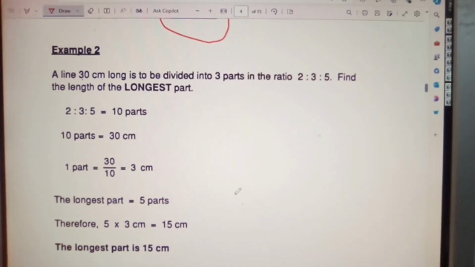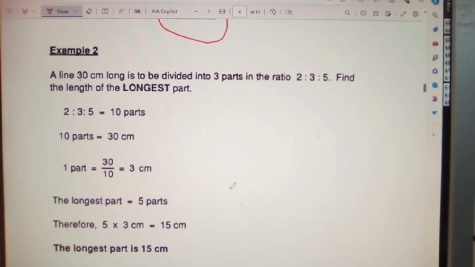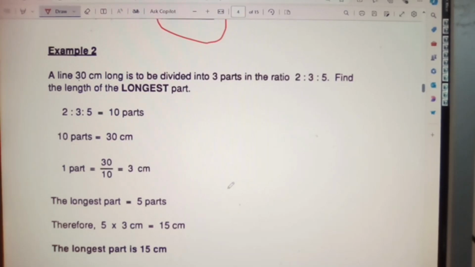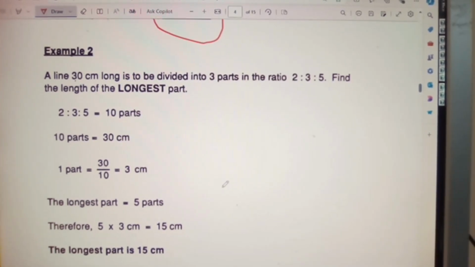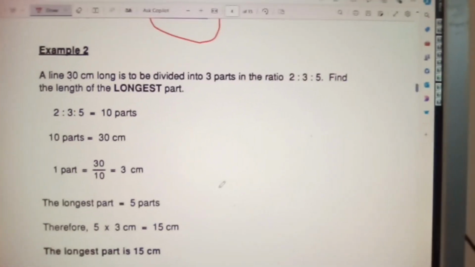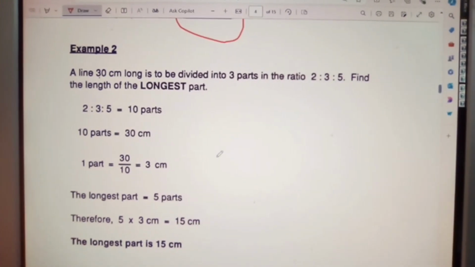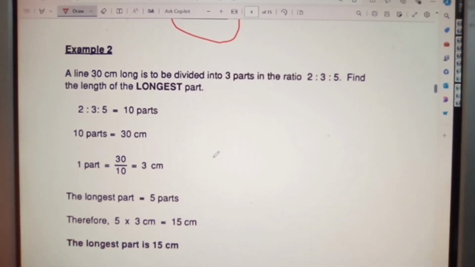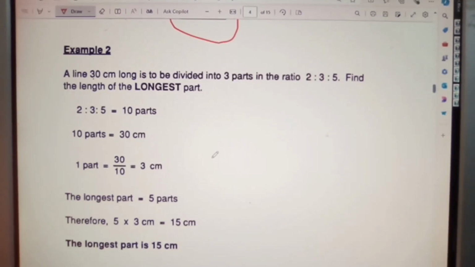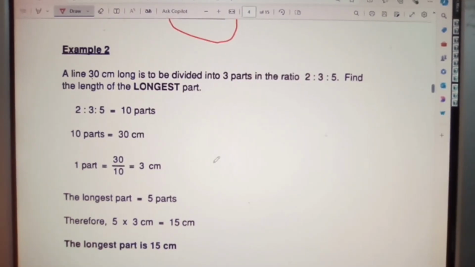Now, example 2: a line 30 centimeters long is to be divided into 3 parts in the ratio of 2, 3, and 5. Find the length of the longest part. Now, you should be able to do that based on the example that we've just done. And had you written out the work, you should be able to do it from paper. Now, put pen to paper, gentlemen and ladies, and whoever else.